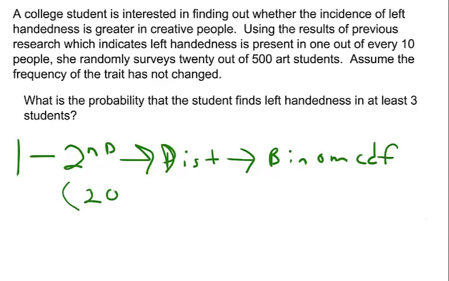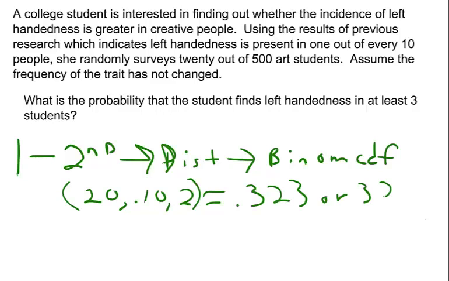and again we'll put in n, comma, p, comma, x. N is 20, p, probability of success, is 0.10, and x, because we're looking at the probability that the student finds left-handedness in at least 3 students, here we'll put in 2, because it's 1 minus the probability that 2 or fewer are left-handed. That gives us the probability that 3 or more are left-handed. This process may seem a little counterintuitive. It does take some getting used to. Basically, we're saying at least 3 is equivalent to 1 minus the probability of 2 or less. This comes out to 0.323 or 32.3%.